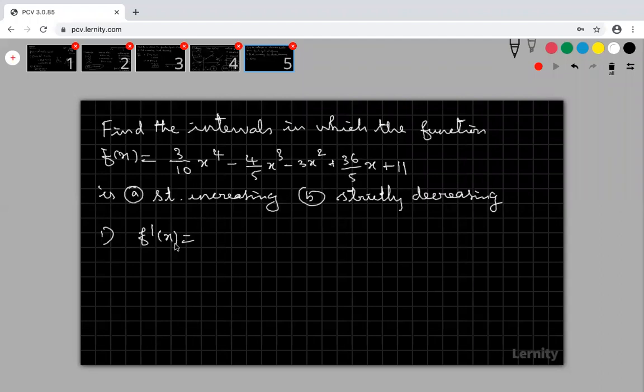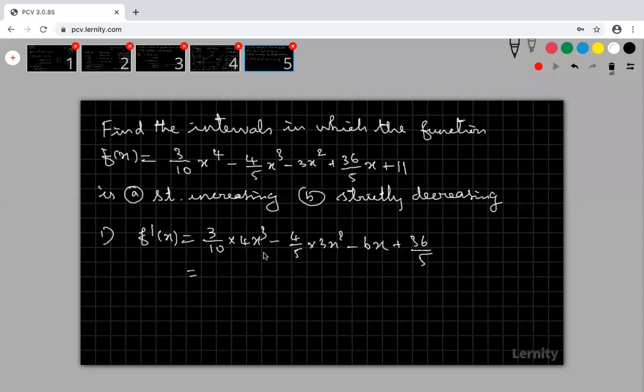So what is my f dash of x? My f dash of x is 3 by 10 into 4x cube, minus 4 by 5 into 3x square, minus 3 into 2x, that is 6x, plus 36 by 5. The derivative of x is 1, and the derivative of the constant is 0. So here the derivatives are 4x cube, 3x square, 2x, and 1. Are you okay? Right.